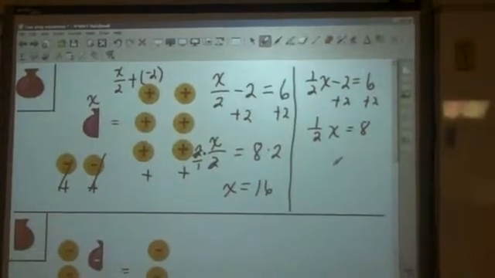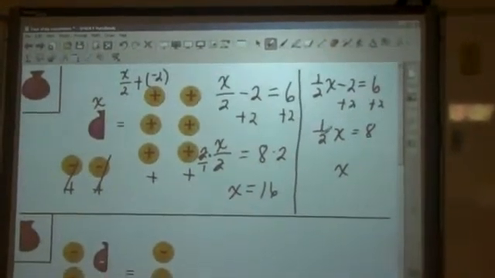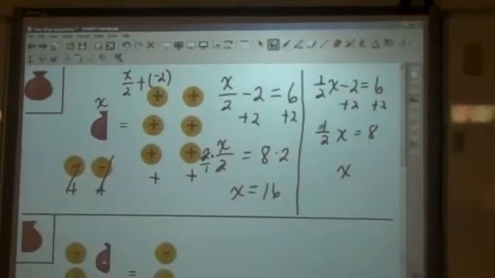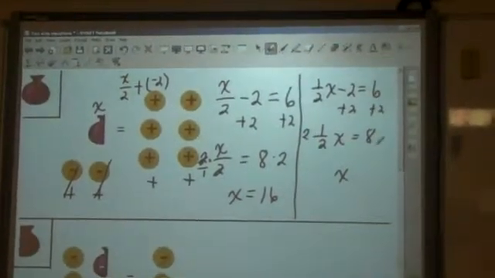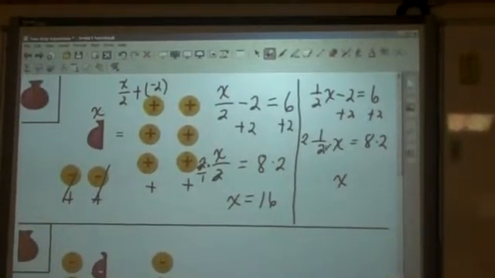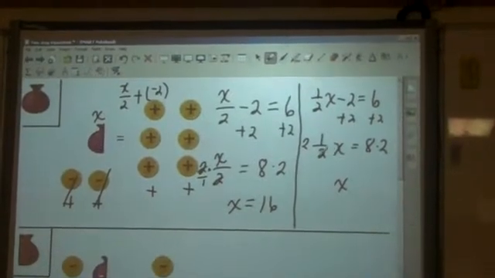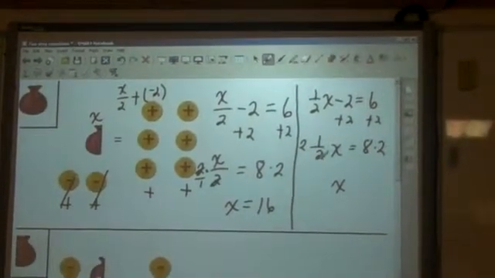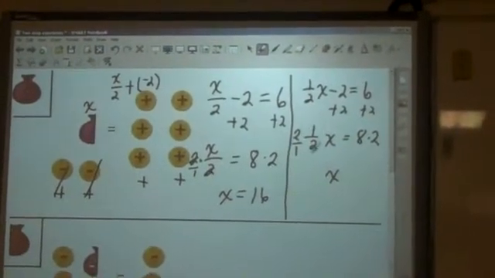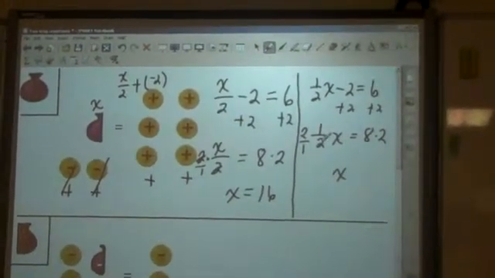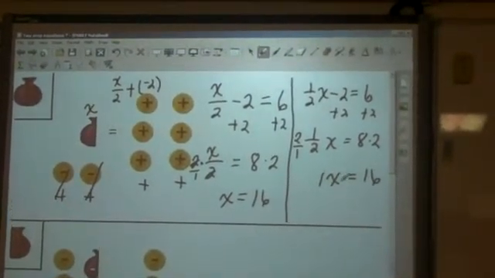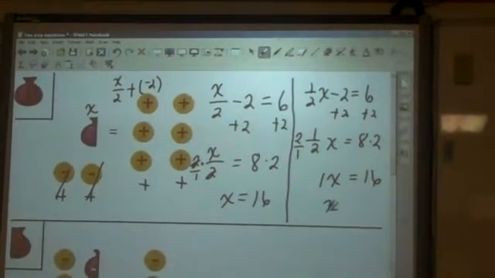Similarly, if I want to find out how many coins are in a full bag, I need to double this since I have half a bag. So I'm going to multiply both sides again by 2. Notice if I have a fraction multiplied in front of my variable, which some of you may know is the coefficient, I multiply by its reciprocal, which is 2 over 1. Giving me multiplicative inverses, when you multiply a number by its reciprocal, you get 1. And 1 times anything, or 1 times x, is x.